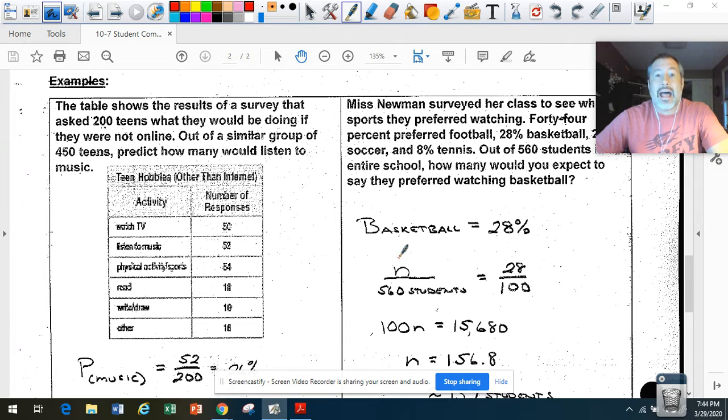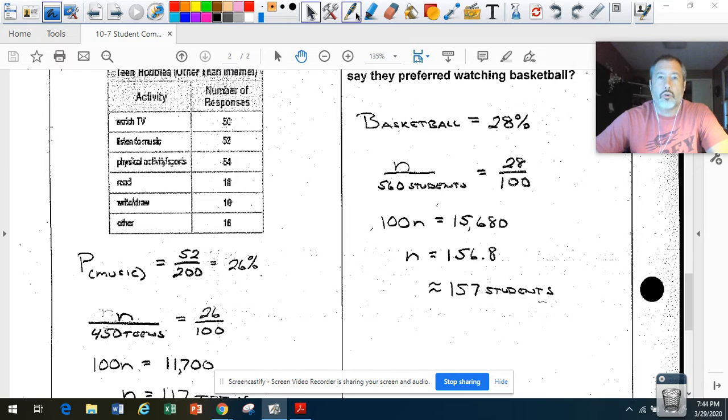Now we want to figure out how many like basketball. That's our N. Our 560 represents the total students in the entire school. That's a small school. We have basically 2,000. No, we have about 1,200 kids. So we have more than half that amount. So all we're going to do is cross multiply here. 100 times N is 100N. 560 times 28 is 15,680.